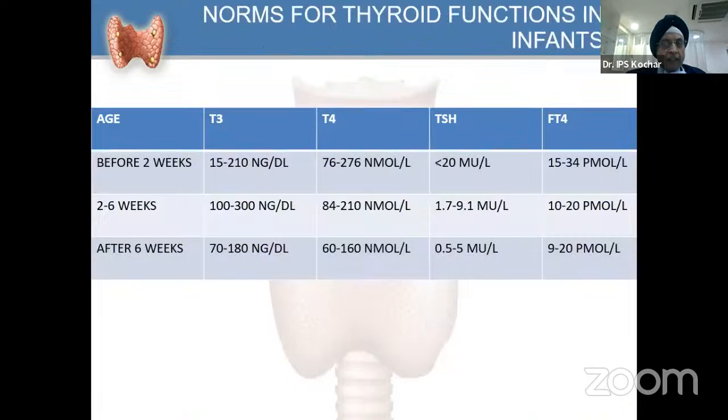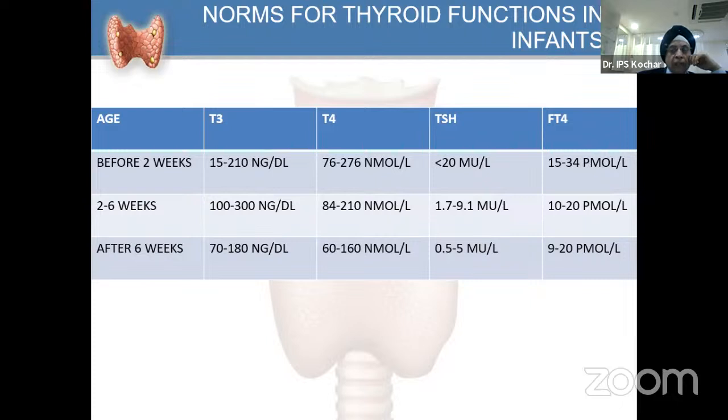So this is a very nice table where it tells everything. Before 2 weeks, if your TSH is less than 20, nothing to be done. At 2 to 6 weeks, if the TSH is up to 10, nothing to be done. After 6 weeks, it's just like adult values, 0.5 to 5. So you have to treat the patient. You have to treat the child.